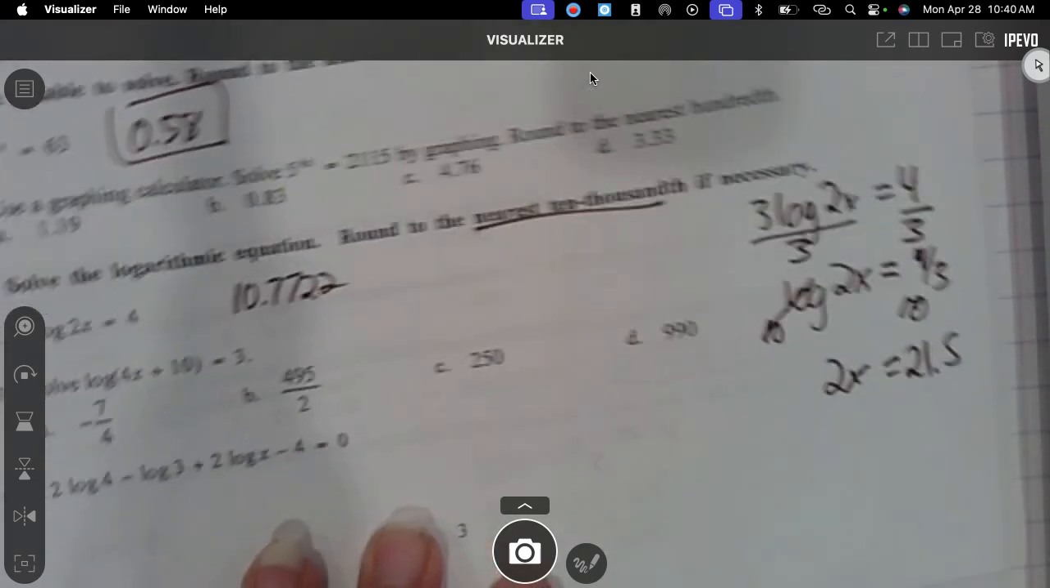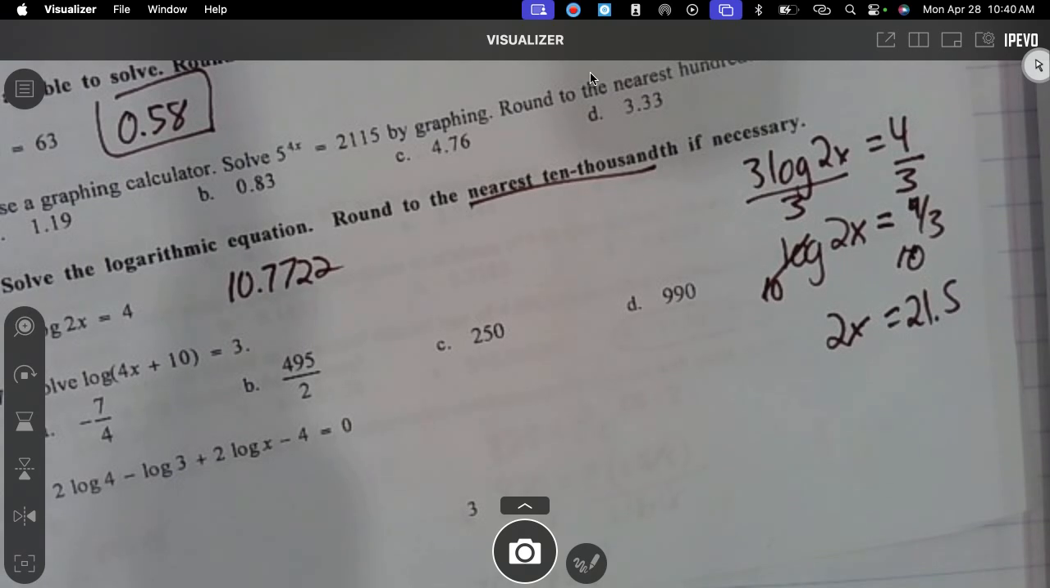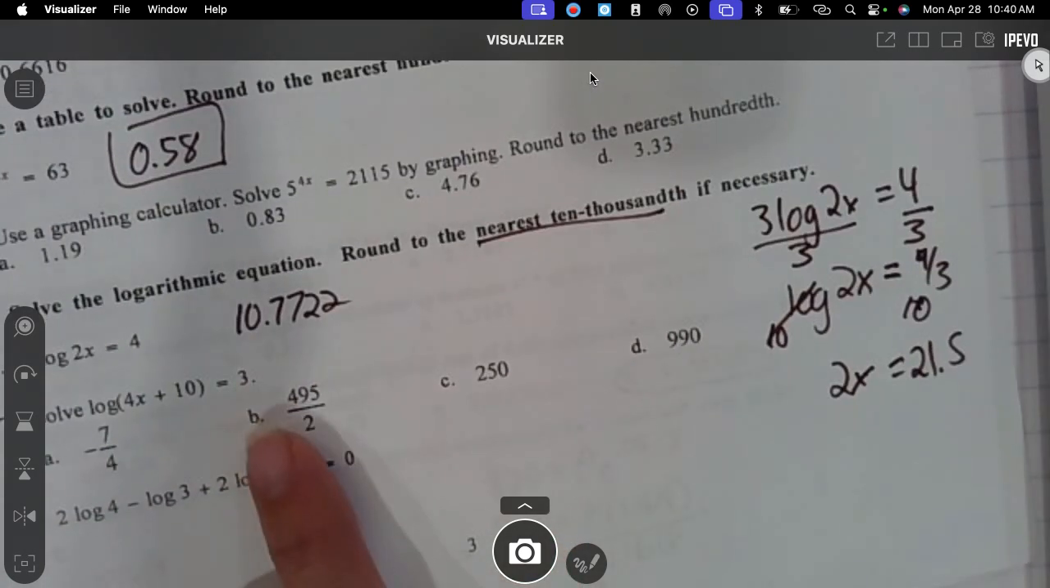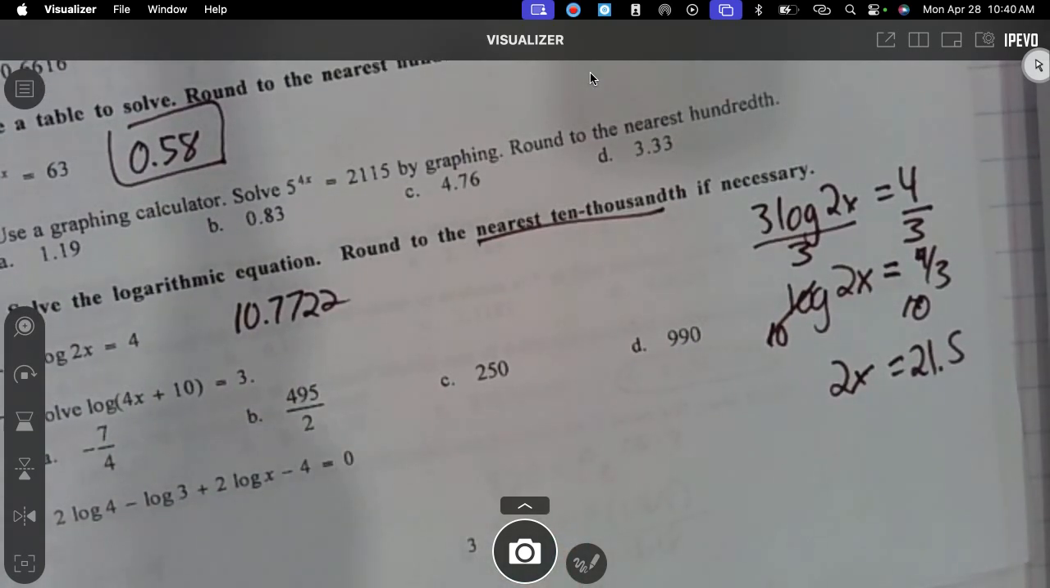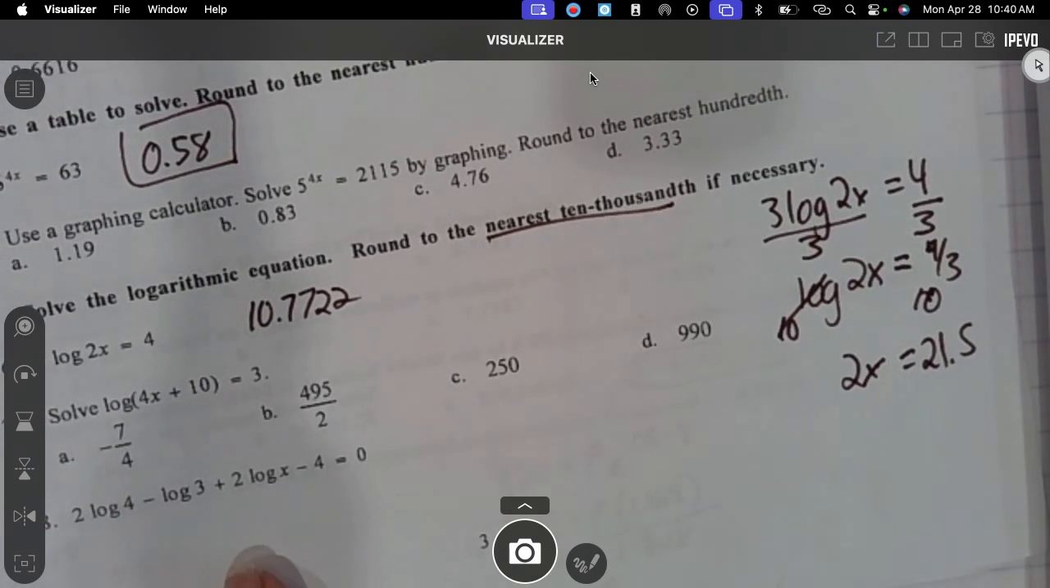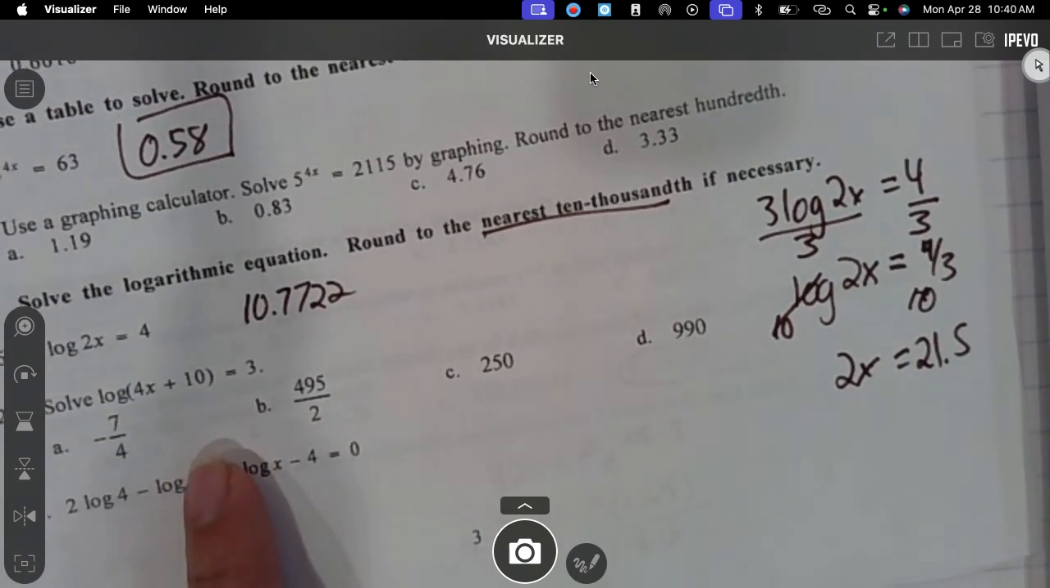Let's go. Are we ready? So what would your actual answer be? 10.7722 ish. If I didn't put 2, am I wrong? Nope. Okay, really quick. Lord, we got a lot left.